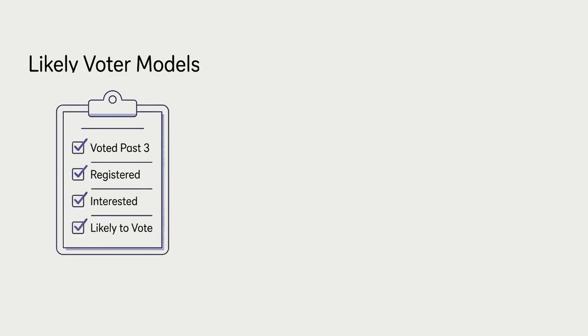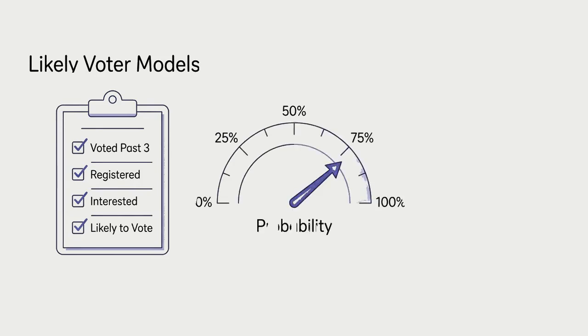Likely voter models add another layer. Pollsters use questions about past voting, interest, and certainty, or voter file data to estimate who will actually vote. Some models classify people as likely or not. Others assign each person a probability of voting and weight them accordingly. Small errors here can matter a lot, especially in close elections.